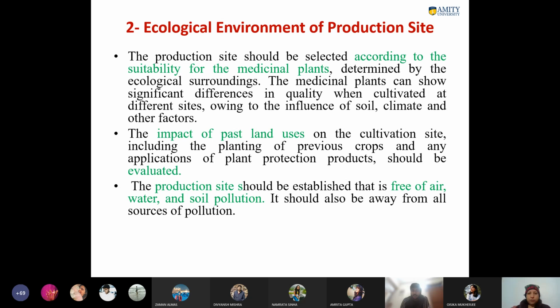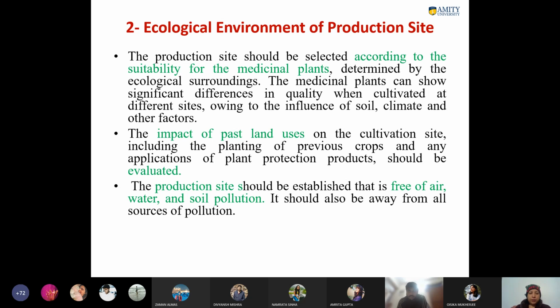Ecological environment of production site. The production site should be selected according to the suitability for the medicinal plant and determined by the ecological surroundings. The medicinal plants can show significant difference in quality when cultivated at different sites, owing to the influence of soil, climate, and other factors. The impact of past land uses on the cultivation site, including the planting of previous crops and any applications of plant protection products, should be evaluated. The production site should be established free of air, water, and soil pollution. It should also be away from all sources of pollution.